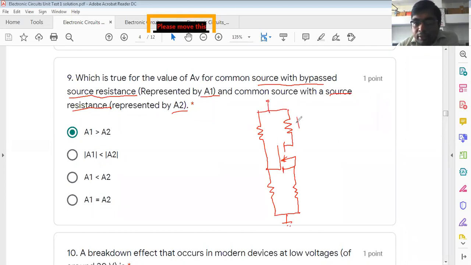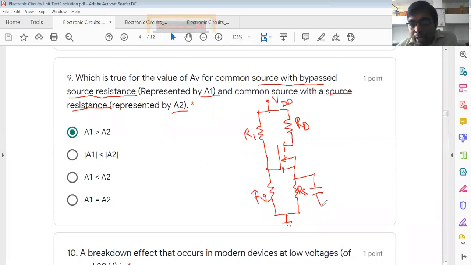There are two configurations. This is your RD, VDD. This is your R1, and this is your R2. This is your RS, the source resistance. In the first case, it is bypassed, meaning a bypass capacitor is connected across it. One bypass capacitor is connected across this MOSFET source terminal or source resistor. Here we have applied the input voltage.